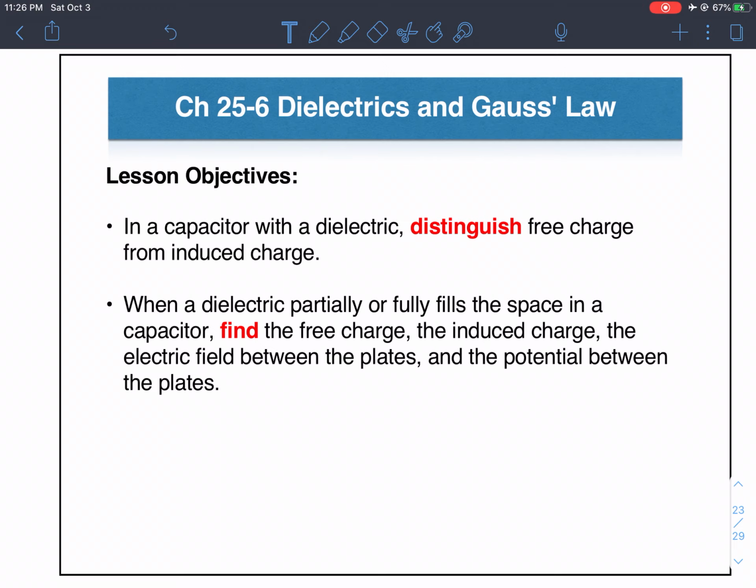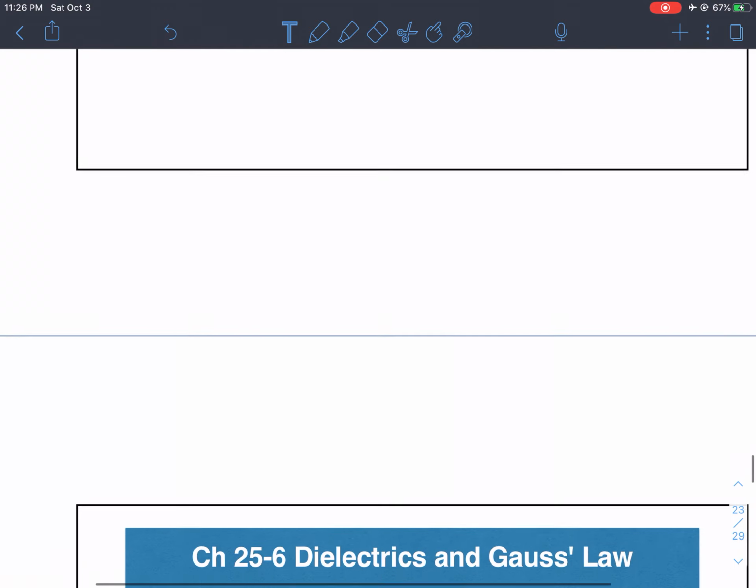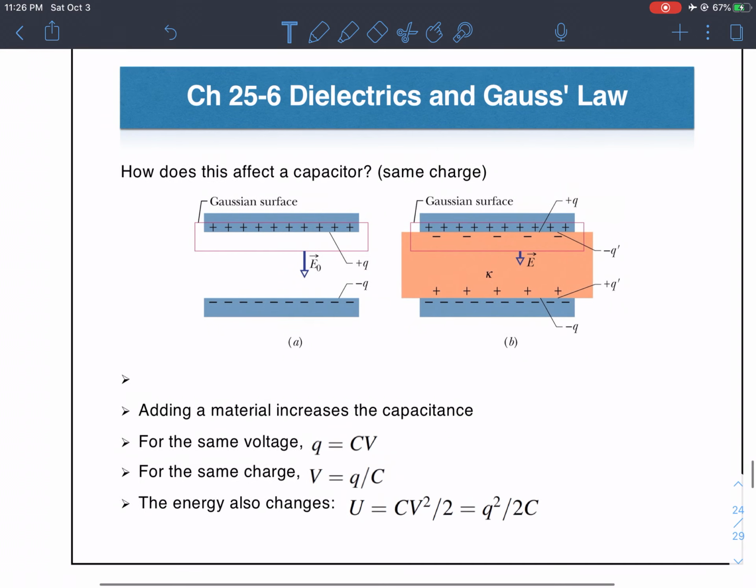Some of these I'm going to do in class, but I would like to go over briefly what's on this slide. So how does this affect a capacitor? In part A, you see that it's just filled with air, so kappa is 1, and in part B, we can see there's a dielectric material. It even has a bigger size than the plates, and we can also think about how that affects the results. And just like before, we use Gauss's law.